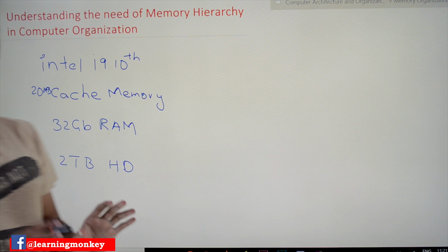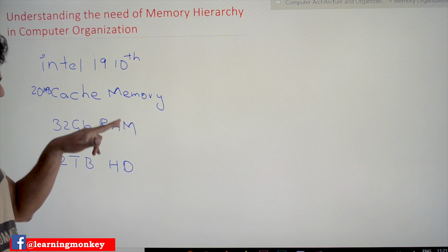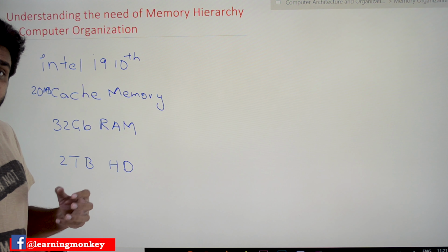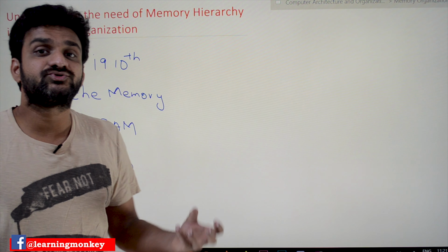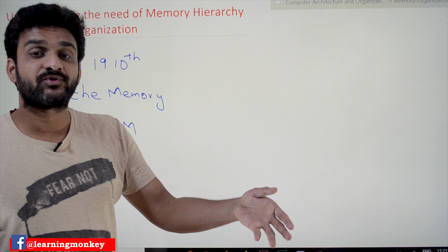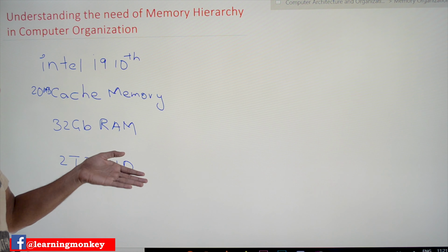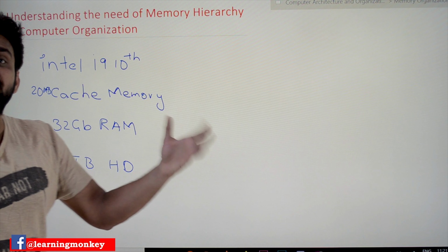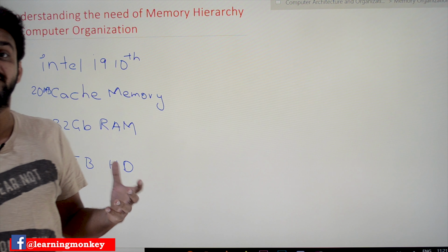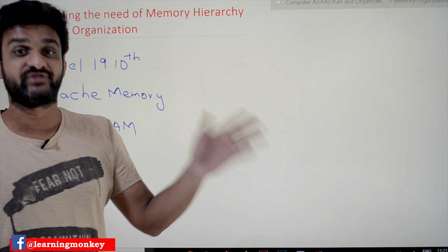Now my question is, though all these memory devices, this is a memory device, this is a memory device, and this is a memory device, every memory device's job is to store the program and the data corresponding to the program. Though all these memory components are doing the same job, why do we need to have so many different types of memories? That is what we call the memory hierarchy. Why do we need to have them?